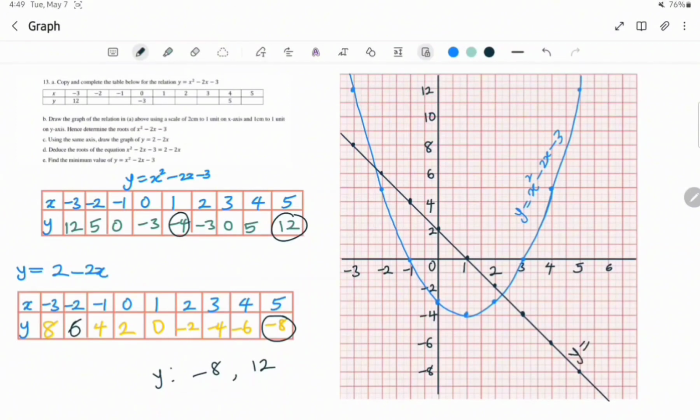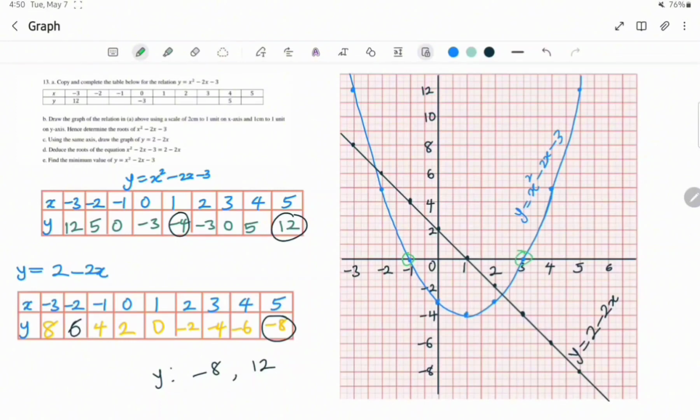y equals 2 minus 2x. So to answer question 13b, we're asked to determine the root of x squared minus 2x minus 3. Well, that's simply the point where the quadratic curve cuts the x-axis. So the first point where the quadratic curve cuts the x-axis is at what? And that's this point right here, where x is minus 1 and x is 3.